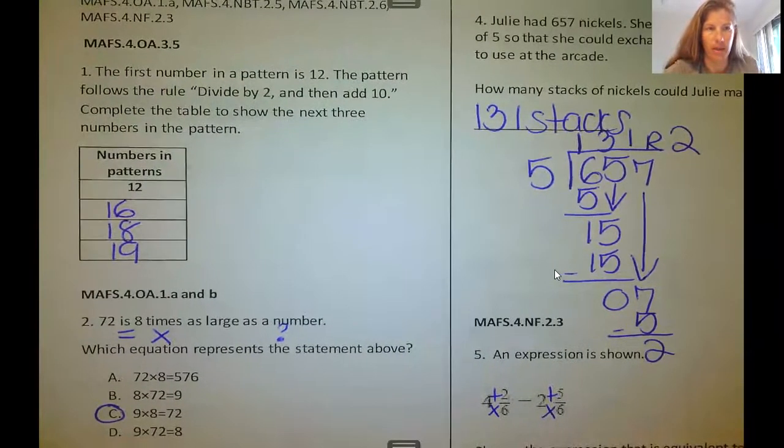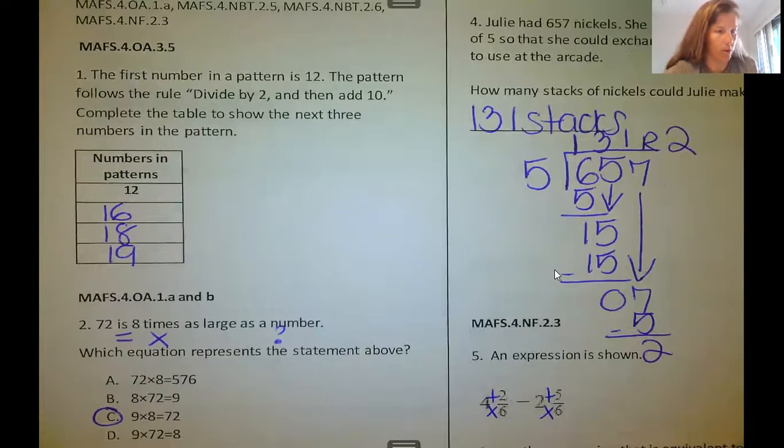Alrighty, good morning, everybody. We are going over the homework. This is page 17 of the FSA review. So for number one, this is kind of what we're moving into next week. I like this. It's asking you to complete the chart with the rule that you're given.